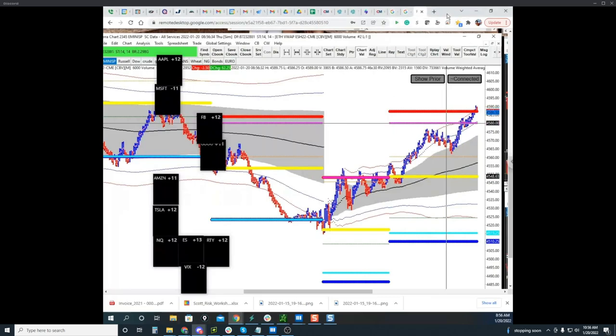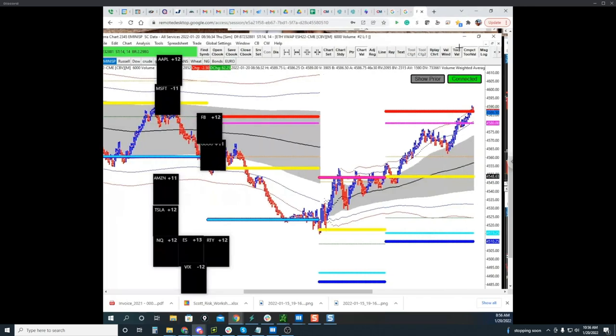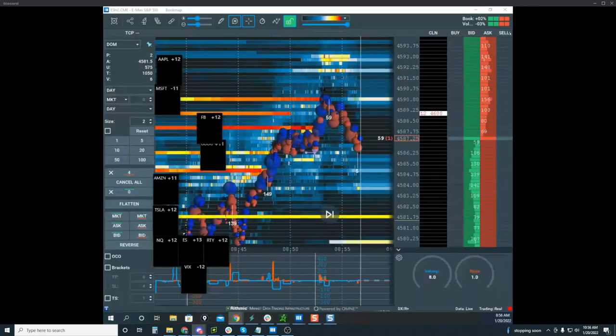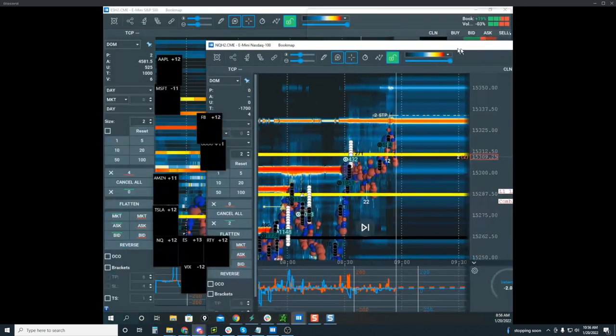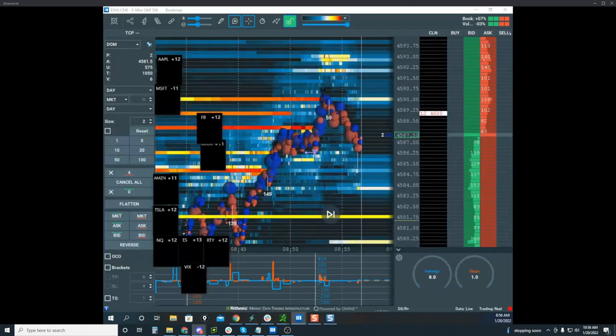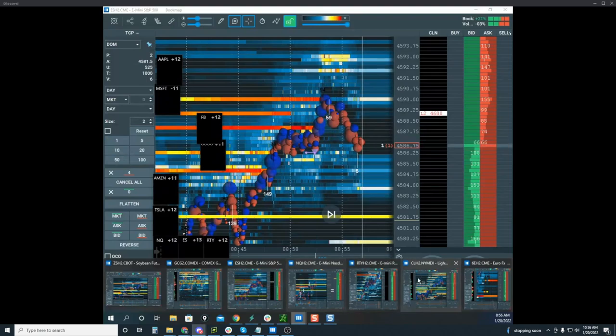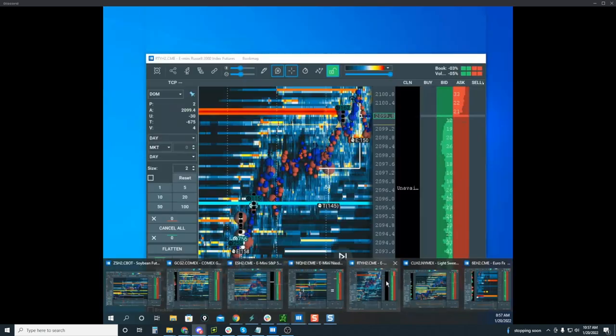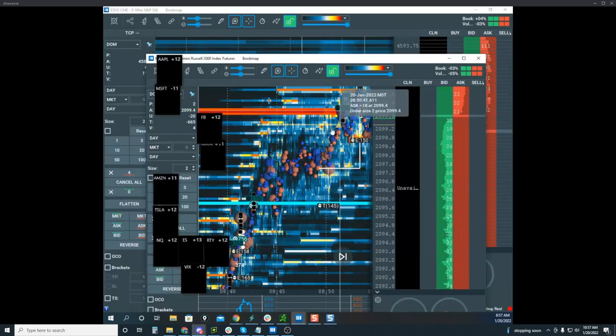All right, so we're just waiting to see if we build new lugs here and then waiting for another volume event. We got that. Never got filled in NASDAQ yet. We got that. What else do we have? Russell, I am filled. So what am I doing here?